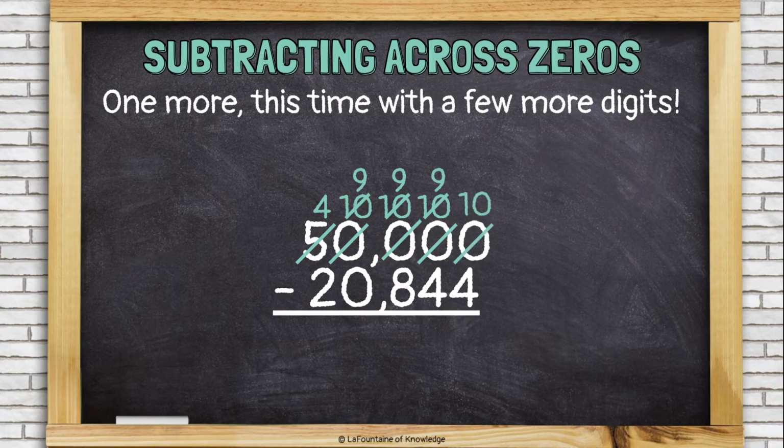Let's subtract. 10 minus 4 is 6. 9 minus 4 is 5. 9 minus 8 is 1. 9 minus 0 is 9. And 4 minus 2 is 2.